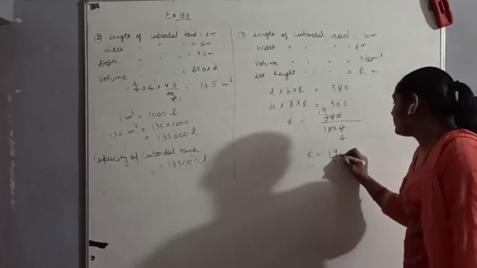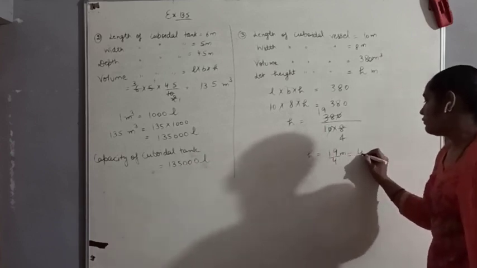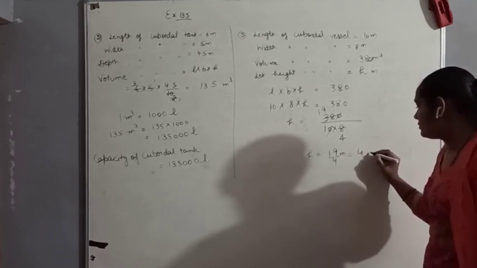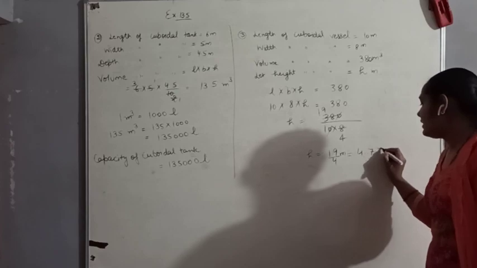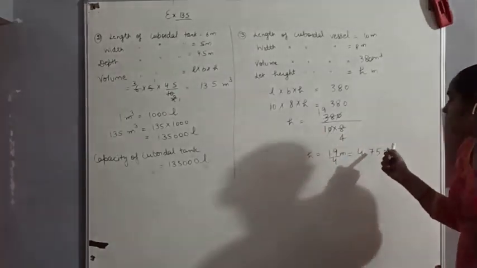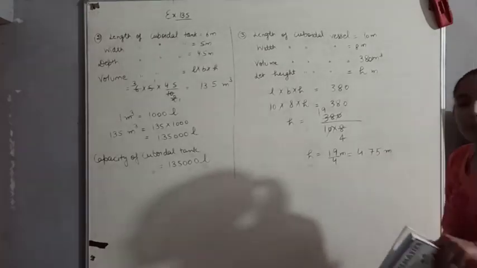That is equal to 4 4 जा 16, 4 7 जा 28, 4 5 जा 20 meter. So height of cuboidal vessel is 4.75 meter.